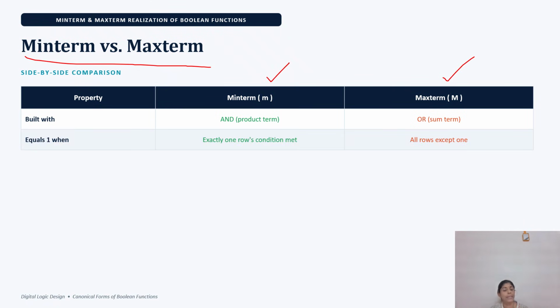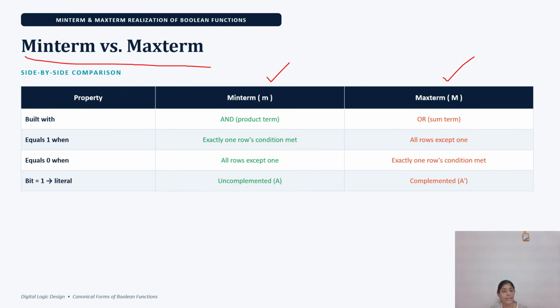So the second one, equals 1 when. Minterm is equal to 1 means that exactly one row's condition is met. Maxterm is equal to 0 when exactly one row's condition is met, and it is 1 for all rows except that one. Bit equal to 1, if you consider it as a literal, means it is uncomplemented in your minterm and complemented in your maxterm. Bit equal to 0 literal is uncomplemented in your maxterm and complemented in your minterm.